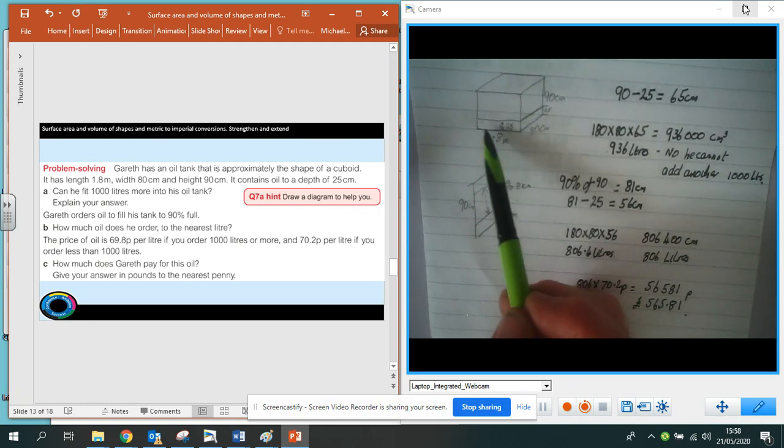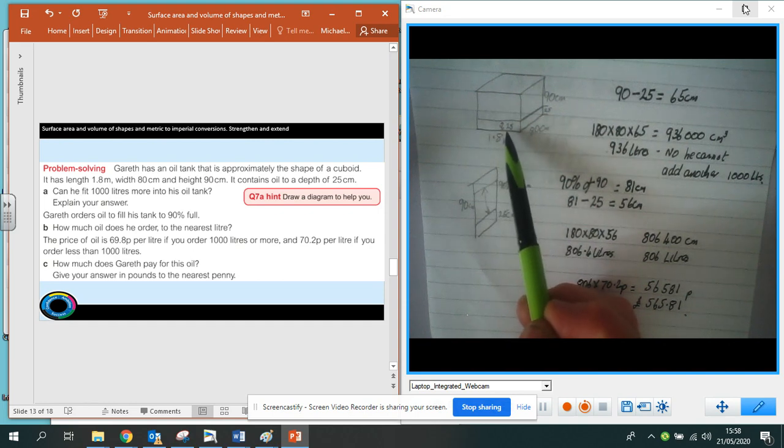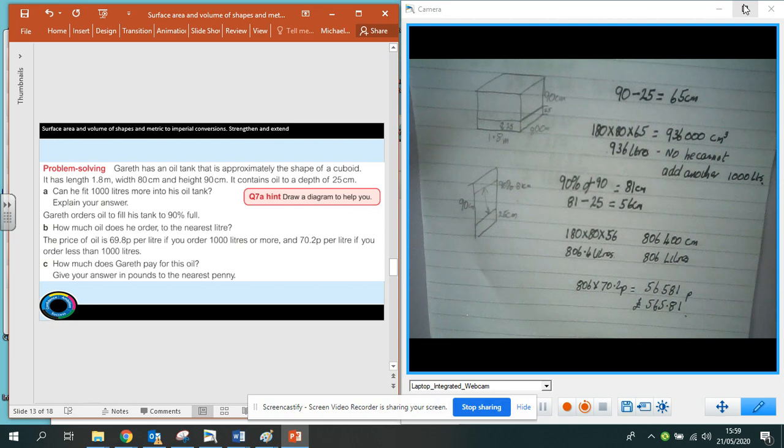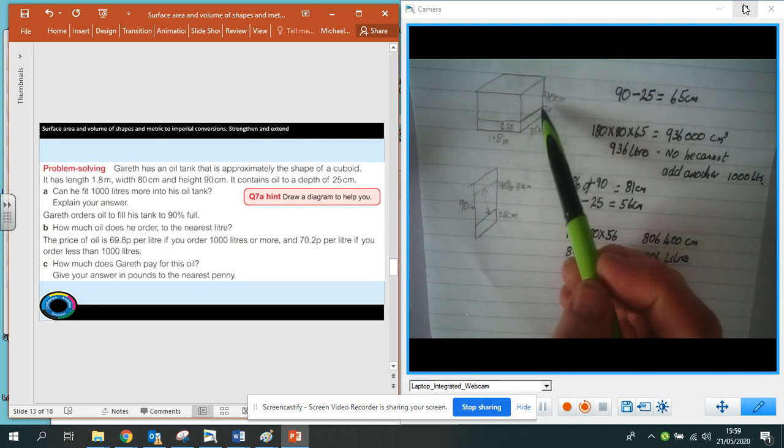It also contains oil up to 25 centimeters. Can he fit 1,000 more litres into his oil tank? Explain your answer. Well, the first thing I did was I worked out the volume of what was left.